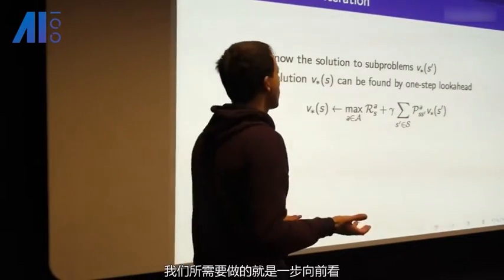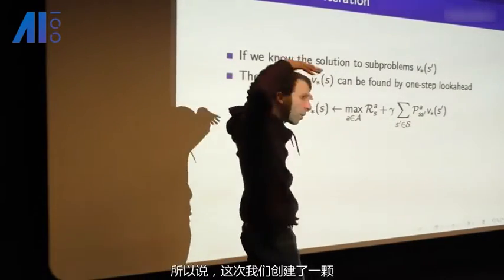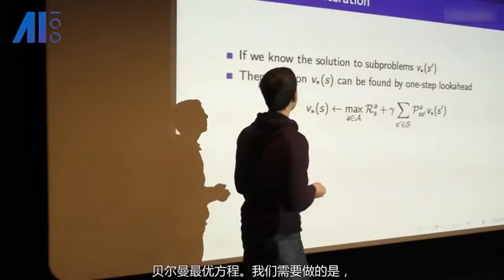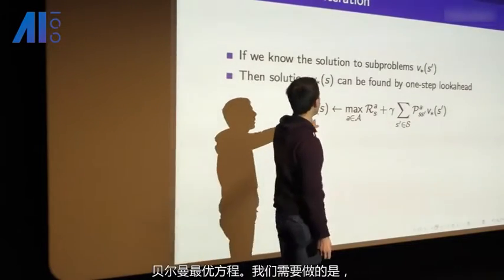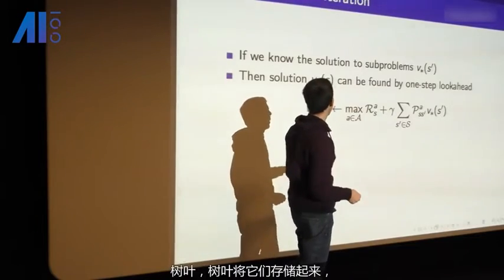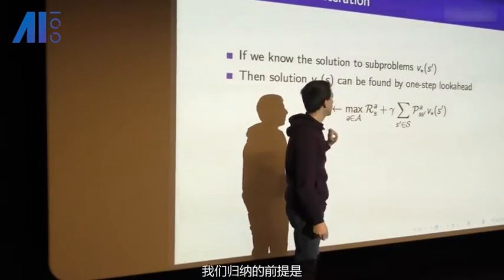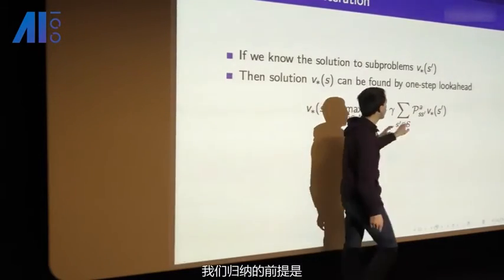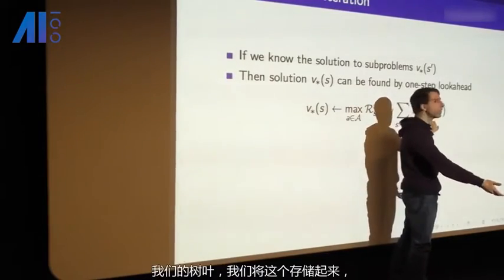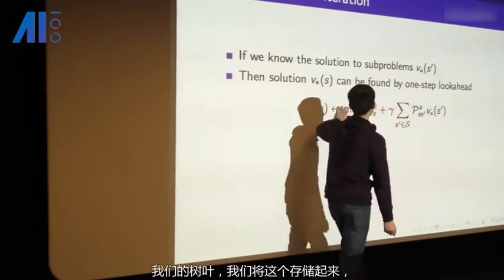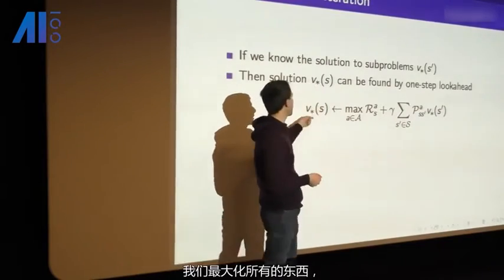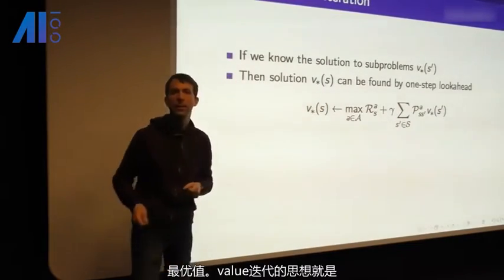All we need to do now is a one-step look ahead. We're building our one-step look ahead tree, this time using the Bellman optimality equation. All we need to do is this one-step look ahead: look at the leaves of our tree and back them up. We start off with our inductive premise that we know the optimal solution from the leaves. We back this up by doing a one-step look ahead up the tree. We maximize over all the things we might do, and that's going to give us the optimal thing to do at the root.